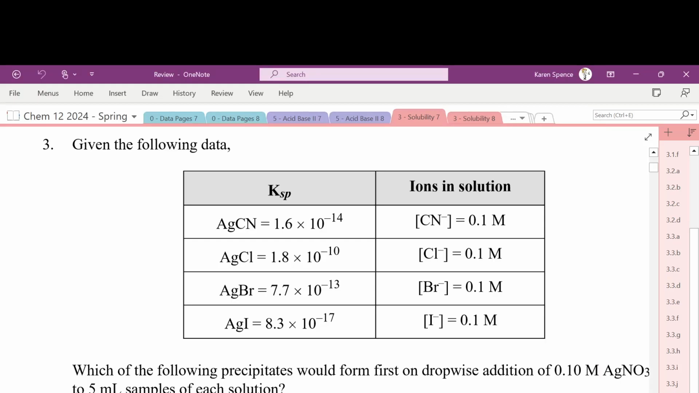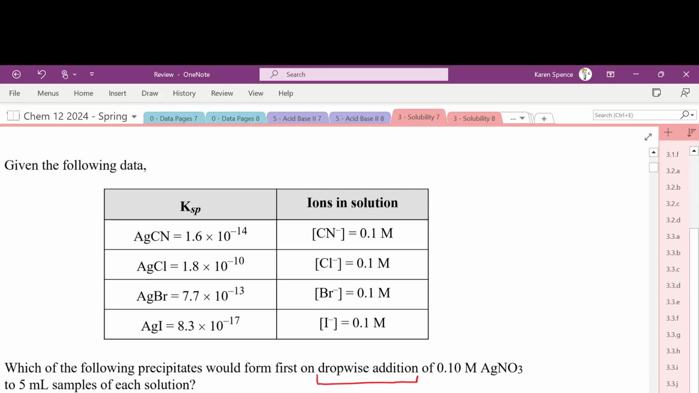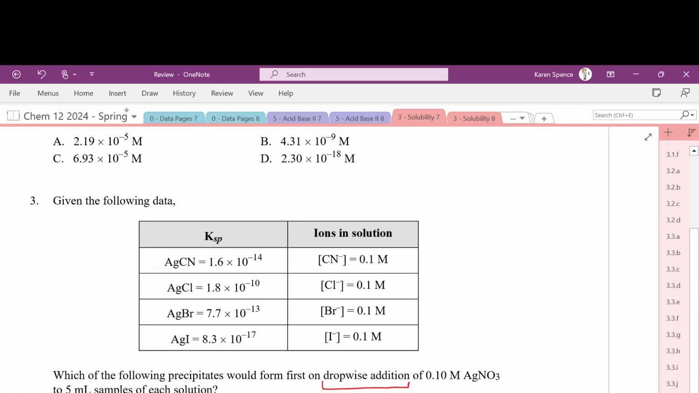Given the following data, which of the following precipitates would form first upon drop-wise addition? Drop-wise addition just means you add it one drop at a time. Okay? So what we have is a situation with 4 test tubes: 1, 2, 3, 4. We add 1 drop to the first test tube, and we add 1 drop to the second test tube.